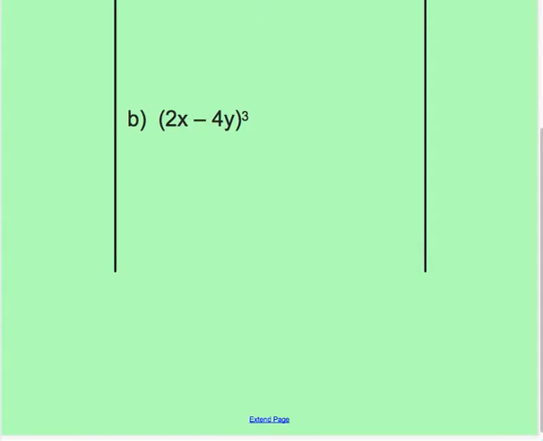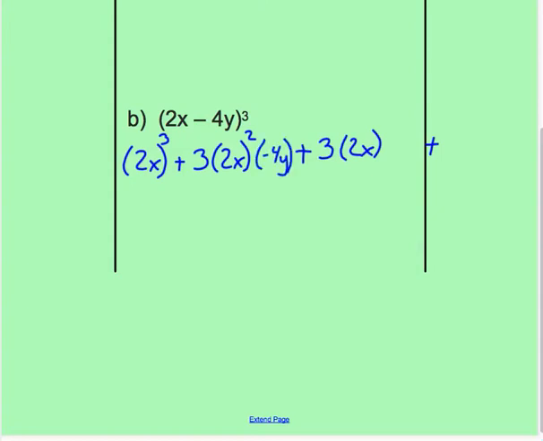So we're going to take our first term raised to the highest power, plus 3 times the first term squared. Leave a little space for that second term. 3 times the first term to the first power, and then that'll be the last term with a coefficient of 1. So again, starting on the second term, negative 4y, and then we'll have negative 4y squared and negative 4y cubed. Make sure that you are squaring and cubing the coefficient as well as the variable.